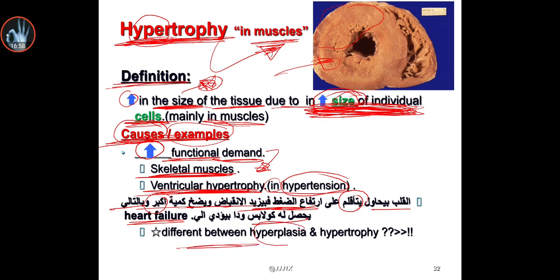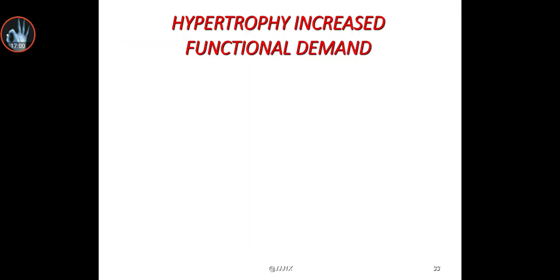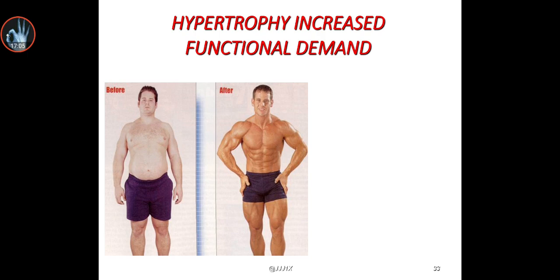The difference between hyperplasia and hypertrophy we already talked about. So hypertrophy, we said, is increasing the functional demand. This is a normal patient before, and when he works out or does more exercise, he becomes like in these pictures. So there is an increase in some space, as you see here and here. Some muscles have grown. So this is called hypertrophy.